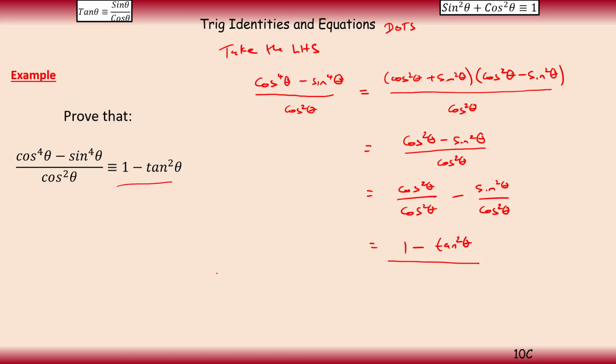So hit pause, copy the example down. When you're ready, hit play again. We'll look at one more.